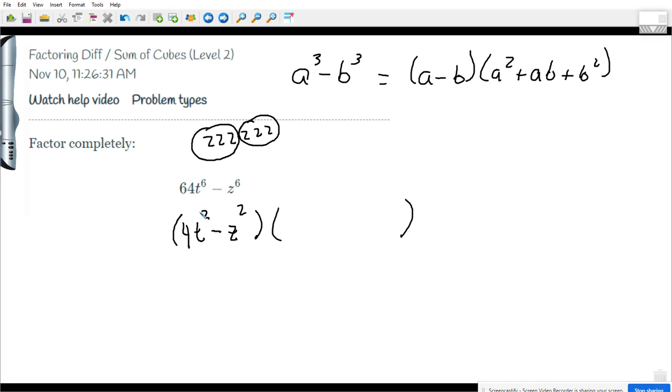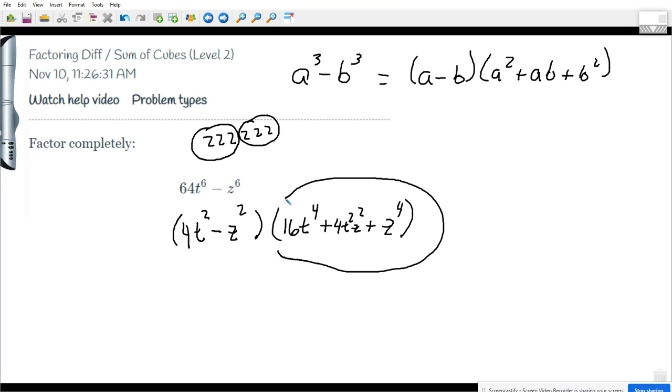Now this trinomial we get from the binomial. Square the first term. 4 squared is 16. t squared squared is t to the 4th. Change the sign. So plus, multiply 4t squared times z squared gives me 4t squared z squared, and then square the last term, which is z to the 4th, and that would be completely simplified. Once you do this factoring, the sum or difference of two cubes, this trinomial can never be factored. You're done. Okay, so that will be it for the sum or difference of cubes.